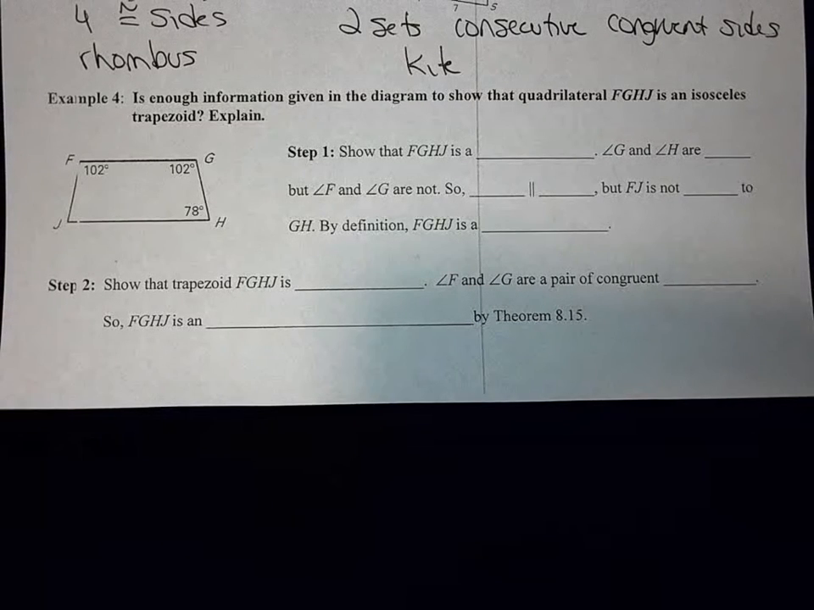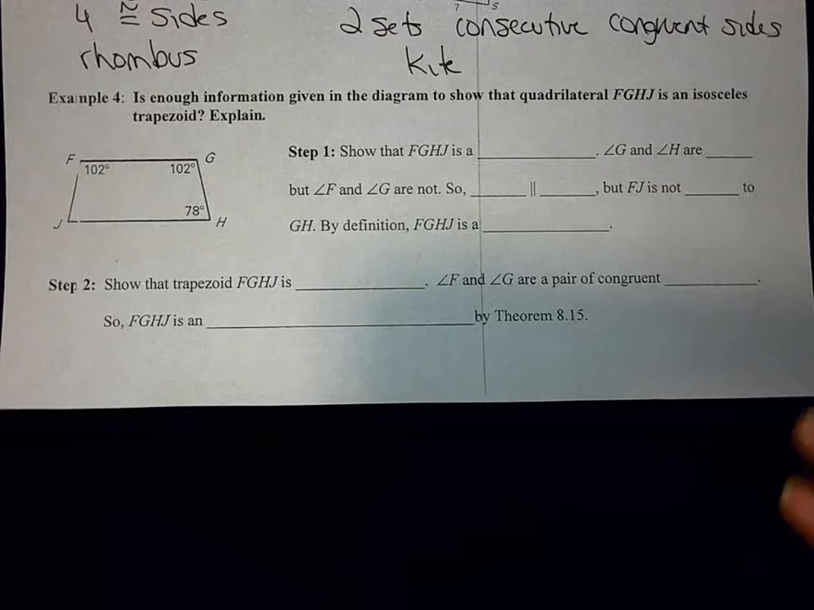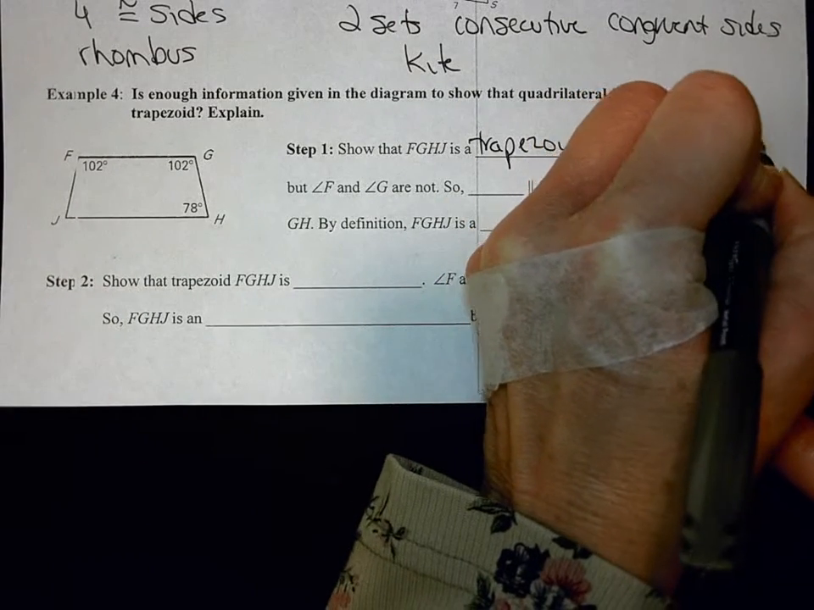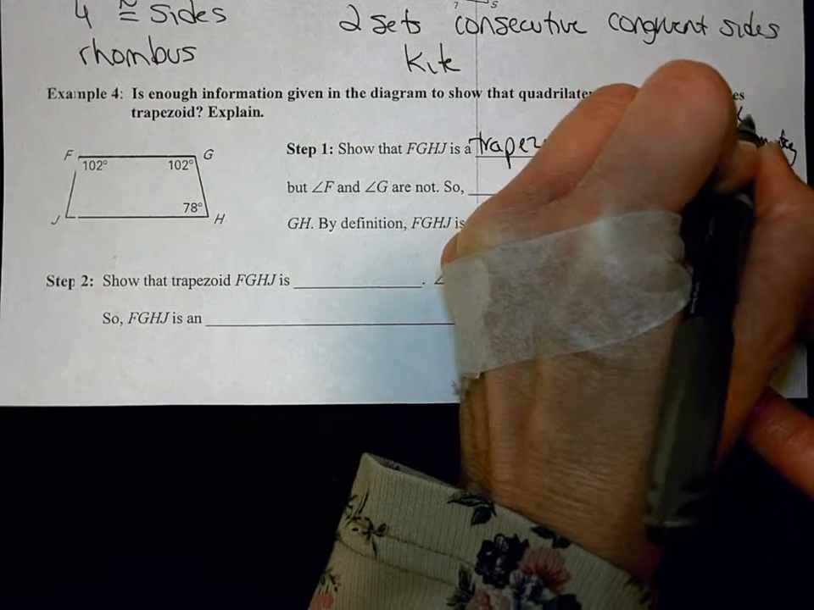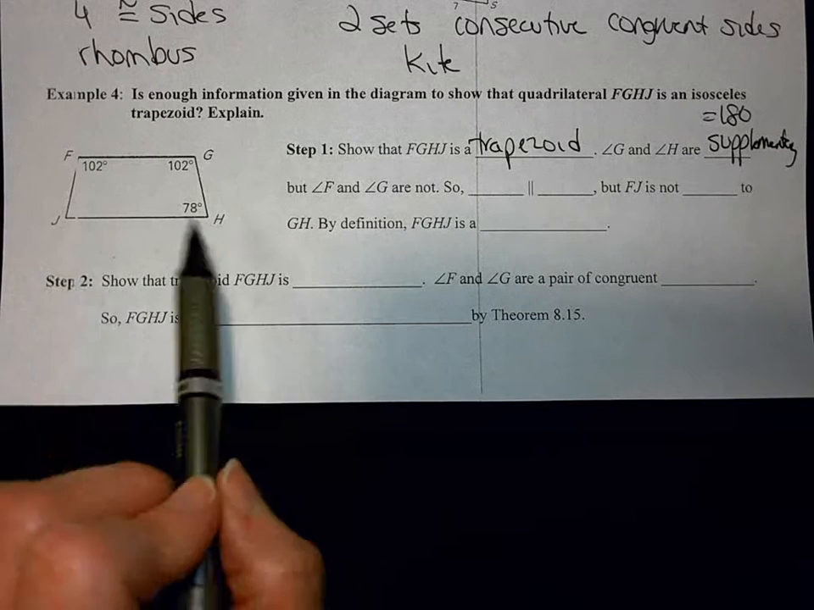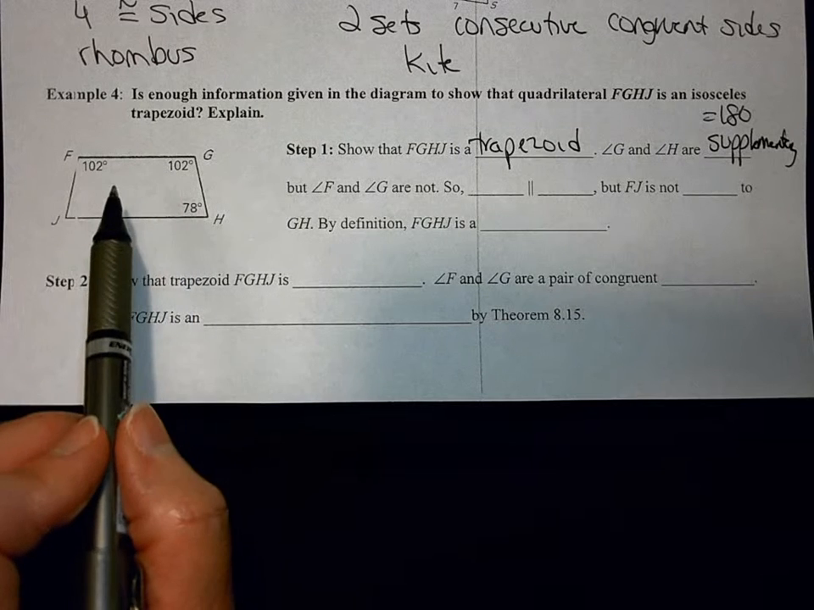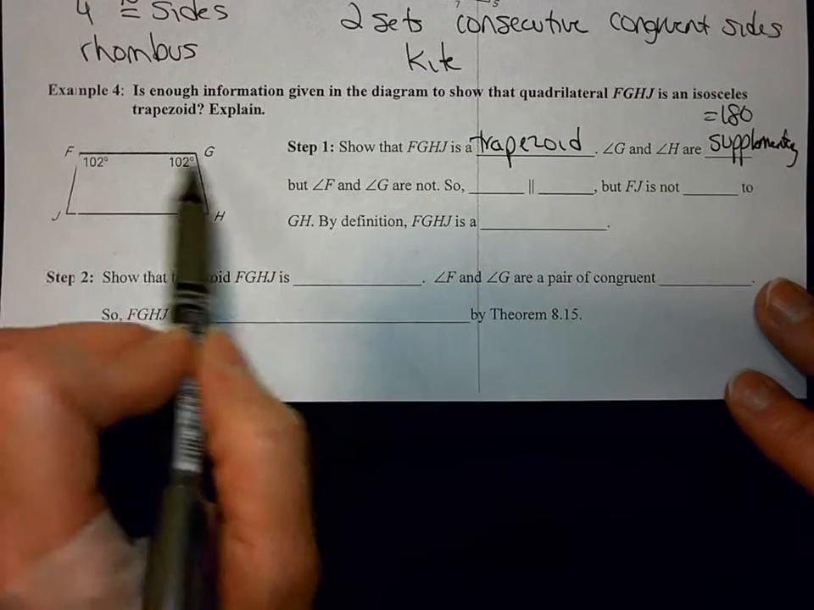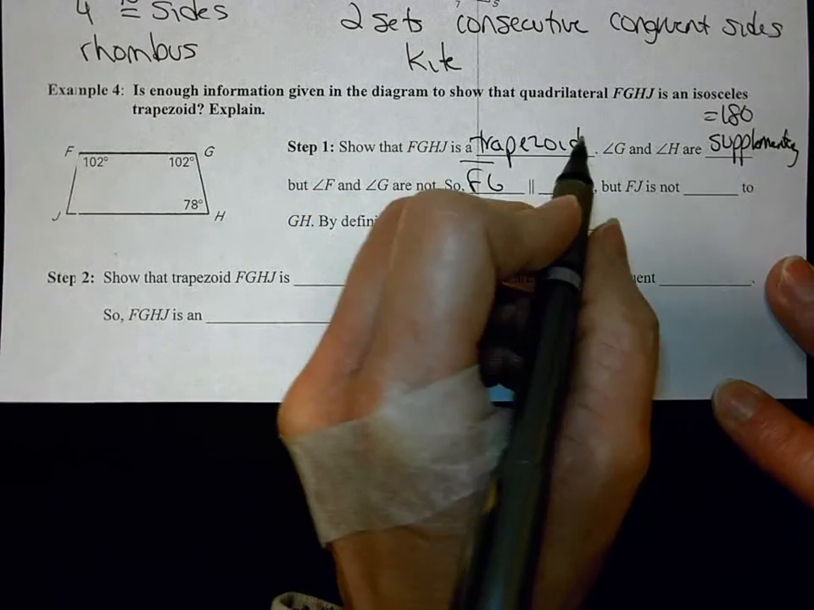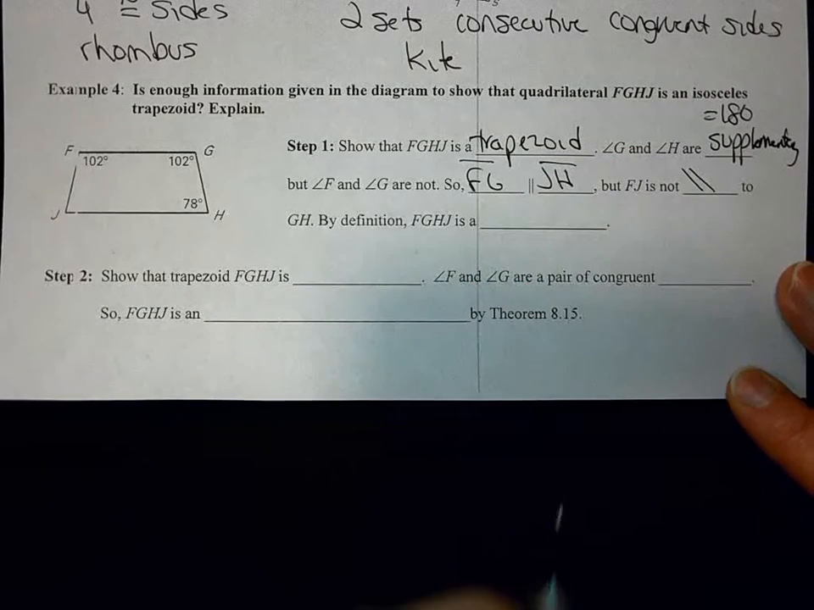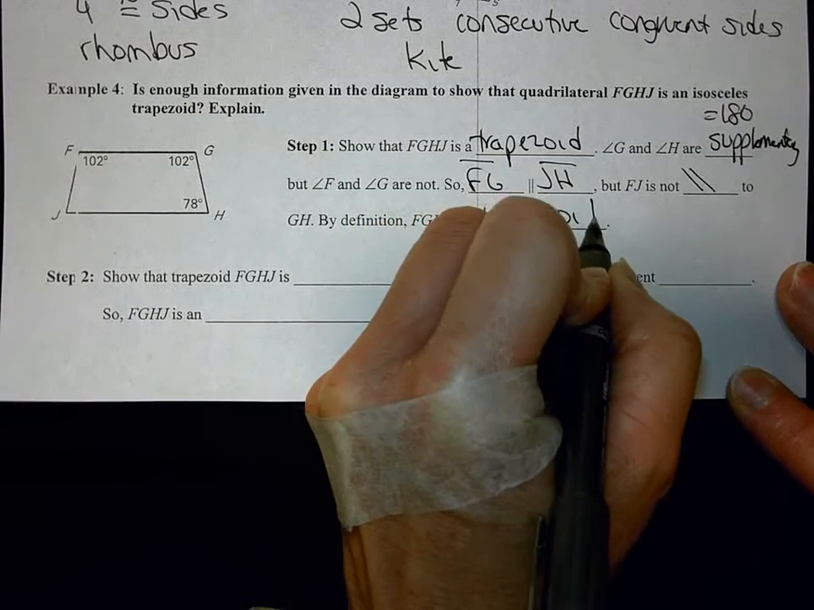Okay, let's take a look at example 4. Is there enough information given to show that this quadrilateral, again 4-sided figure, is an isosceles trapezoid? Okay, first of all, we have to prove it's a trapezoid. So if angle G and angle H are supplementary, or equal to 180 together, and they are, if we add up 102 and 78, it equals 180, then we know that it's parallelogram. But if it was a parallelogram, we would have to have opposite angles congruent, and opposite angles are not congruent. So F and G are not the same, or F and H are not the same, again, because to be a parallelogram, these two would have to be the same. We know that FG is parallel to JH, so we only have one set of parallel sides. So FJ is not parallel to GH, so that means it has to be a trapezoid because we have only one set of parallel sides.